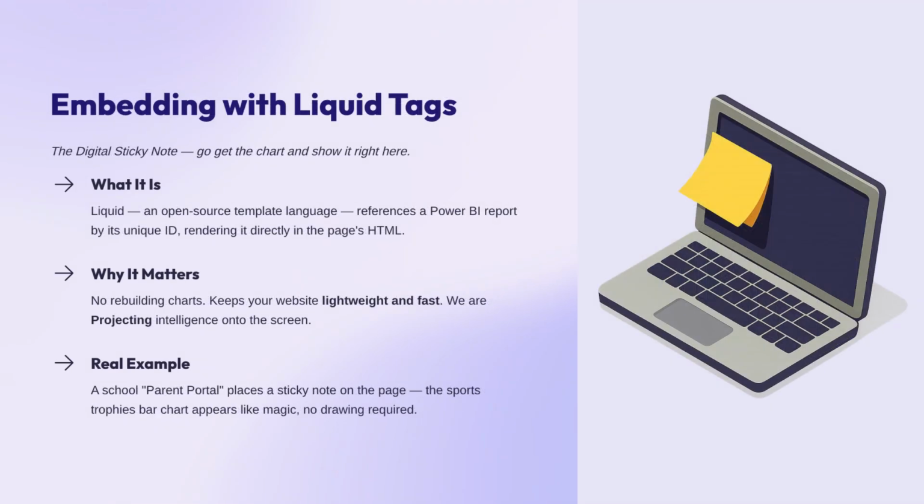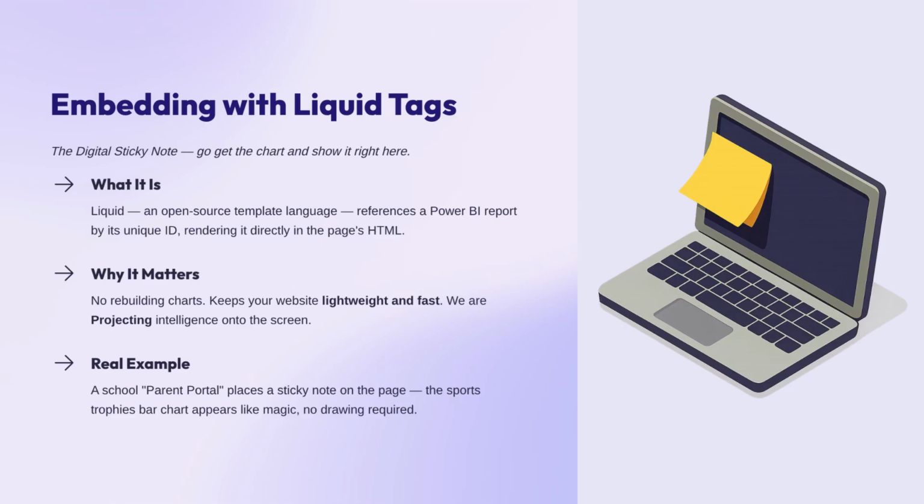The formal definition says that Liquid, an open source template language, is used in Power Pages to reference a specific Power BI report or dashboard by its unique ID, allowing it to be rendered directly within the website's HTML structure. In simple everyday English, it's the digital sticky note. You don't have to rebuild the chart on your website. You just write a tiny piece of Liquid code that acts like a sticky note saying, "Hey website, go get the sales chart from Power BI and show it right here."